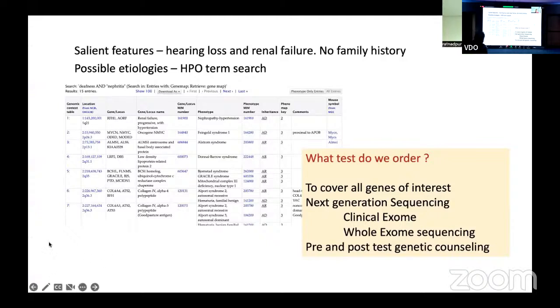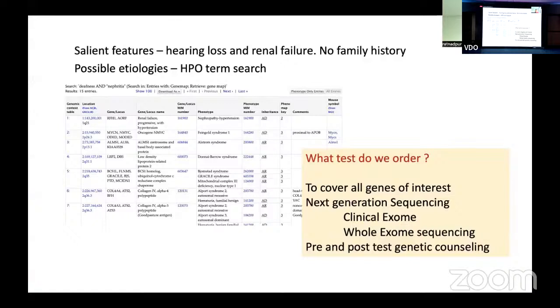But in addition to that, when we do a search, you can see that there are many other entries when we put in deafness and nephritis. And therefore, there are so many more genes, as you can see here, that we need to look for. We want to do it together and not step by step, because when we do it step by step, it becomes very expensive, as we used to do in the days gone by.